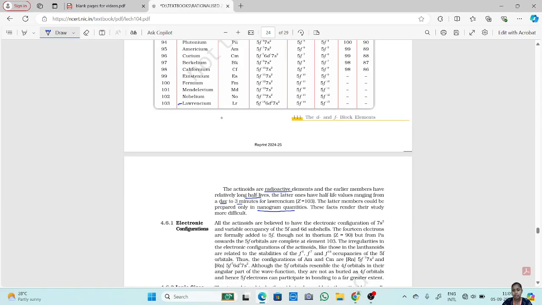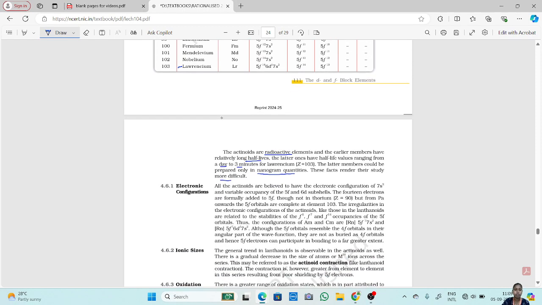This fact renders their study more difficult. Nanogram means a very little quantity that you can prepare, which makes it difficult to study, because to study any compound or molecule, it should have at least 1 gram. But here we are preparing only nanograms, which makes it very difficult for study.